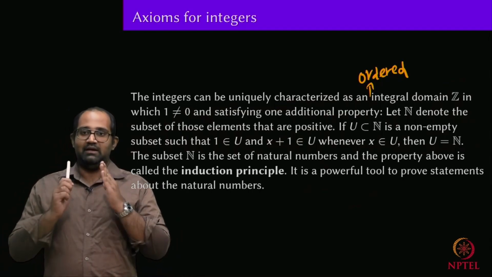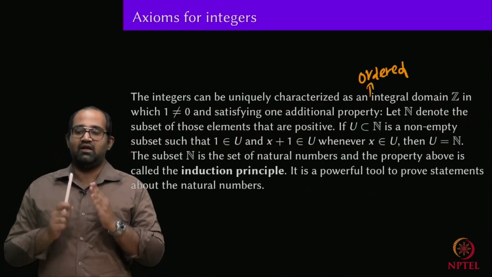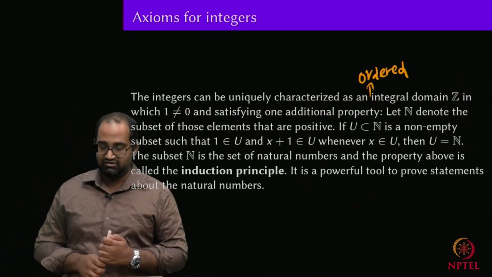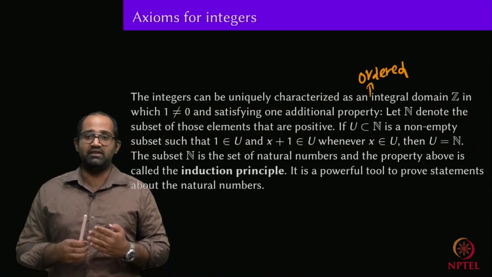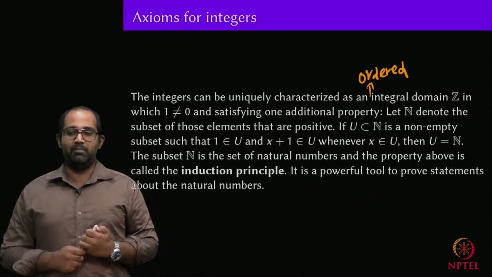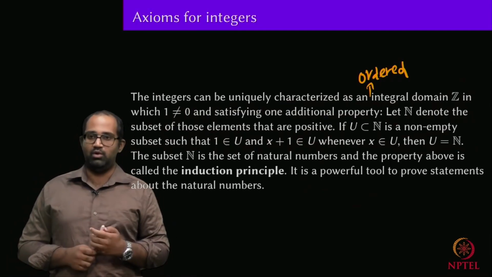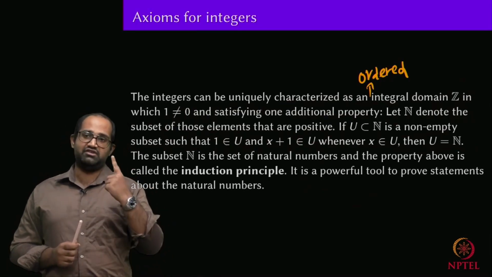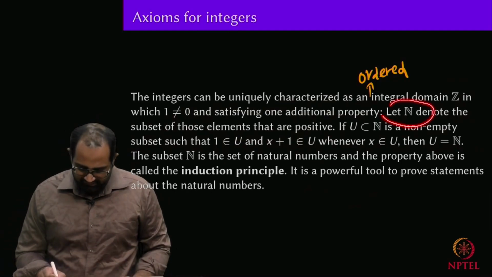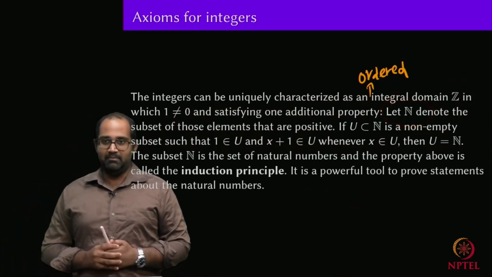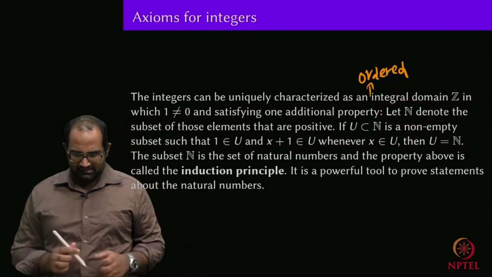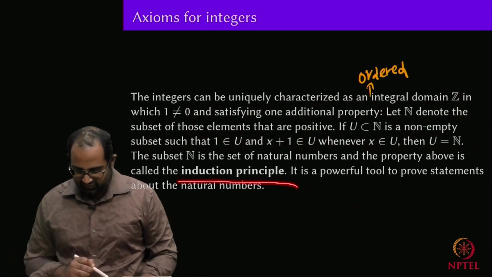Well, the integers are an ordered integral domain. That means there are two operations, addition and multiplication. Moreover, there is a compatible ordering, and it should not be a trivial thing. 1 should be not equal to 0 and one additional property should be satisfied. The subset of positive elements of the integers, which we call the natural numbers, must satisfy this induction principle.